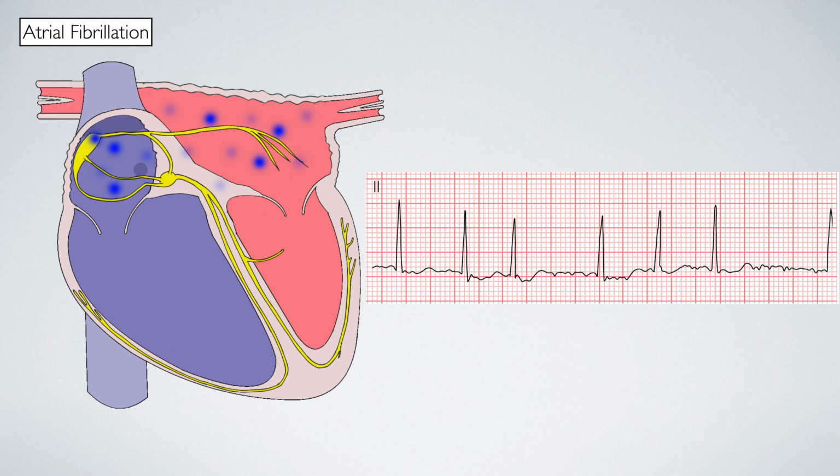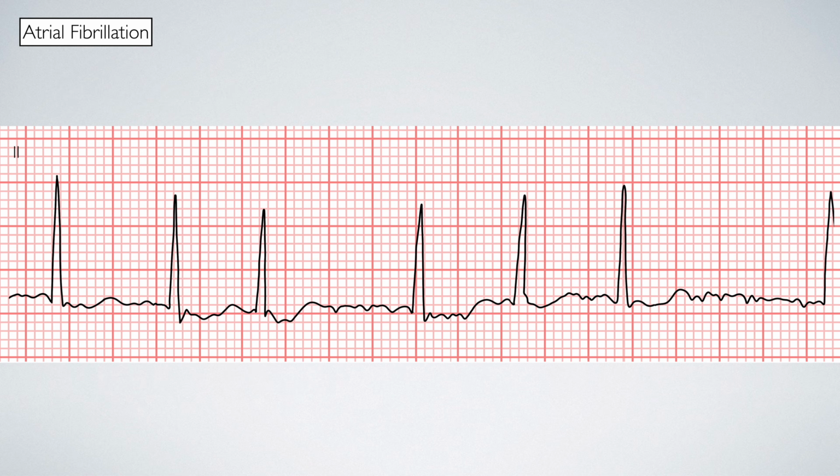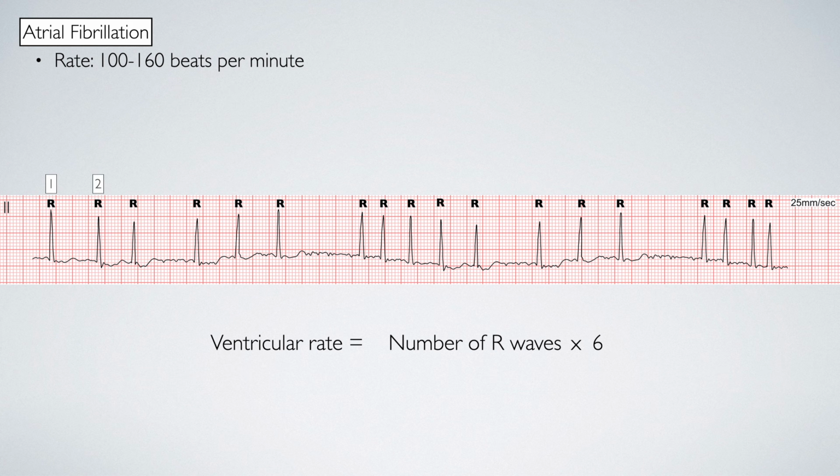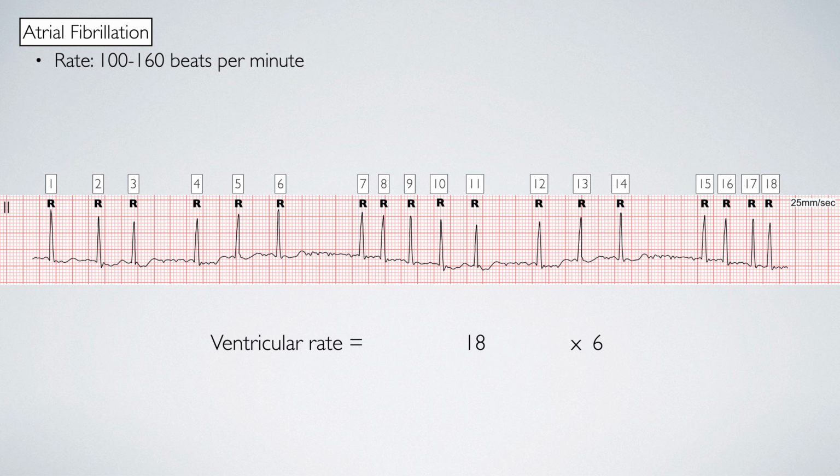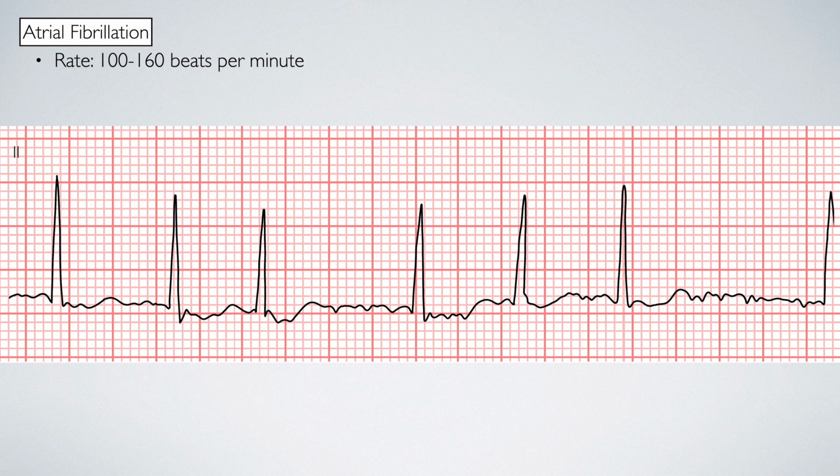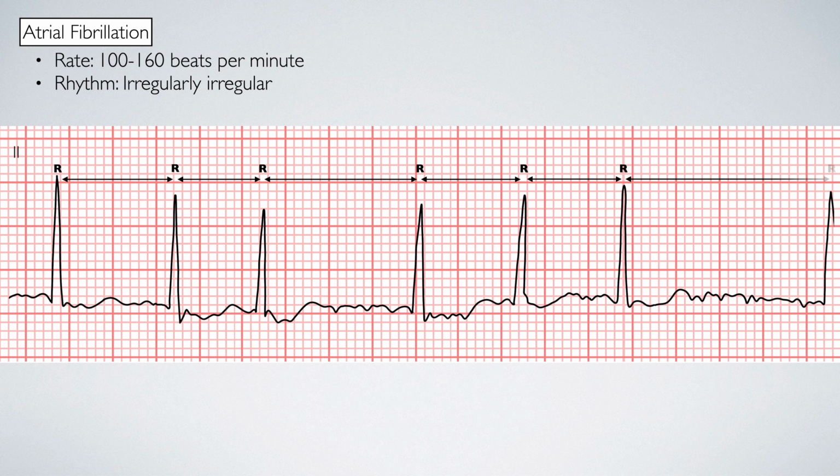Let's take a look at the ECG criteria for atrial fibrillation. The ventricular rate should be around 100 to 160 beats per minute. To calculate the rate for irregular rhythms, you have to use the rhythm strip and multiply the number of R waves by 6. In this case, the ventricular rate is 108 beats per minute. The rhythm is irregular, and fibrillatory waves are present. Fibrillatory waves may sometimes be very fine and not perceptible on the ECG trace, meaning that the baseline may appear completely flat.